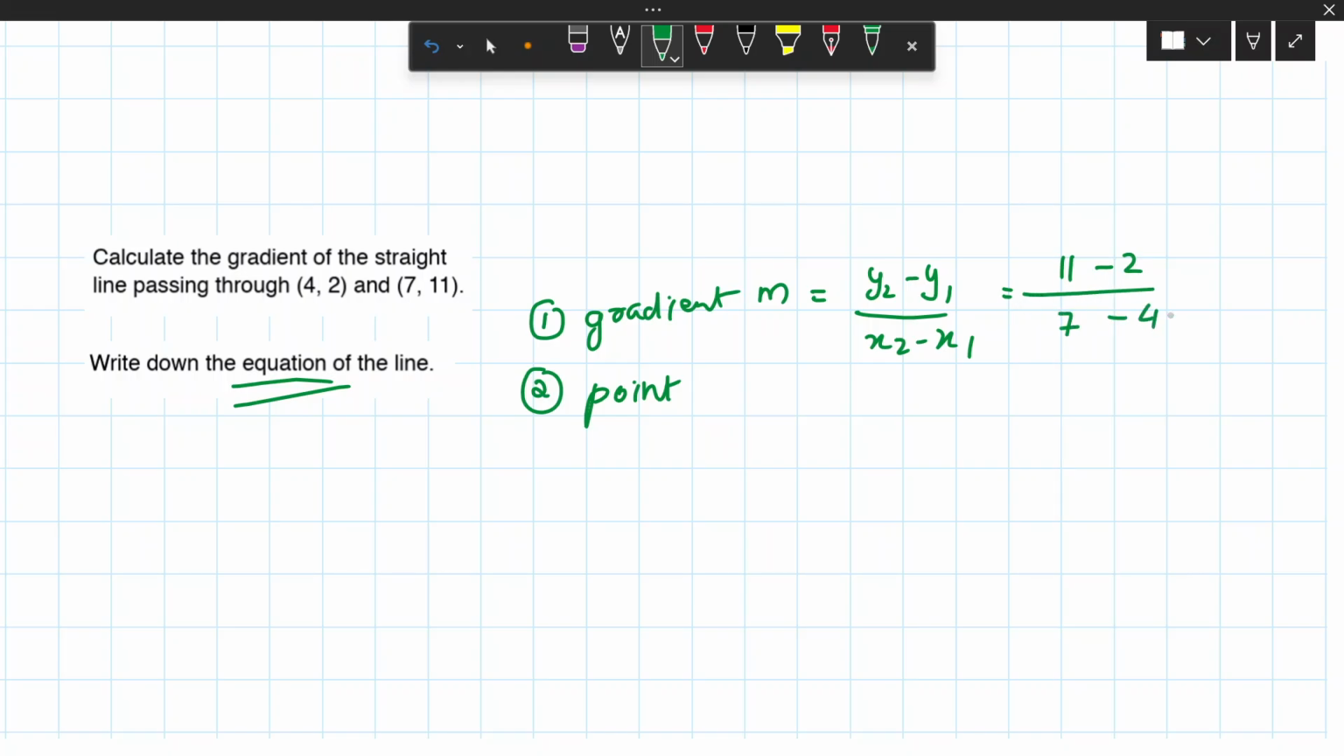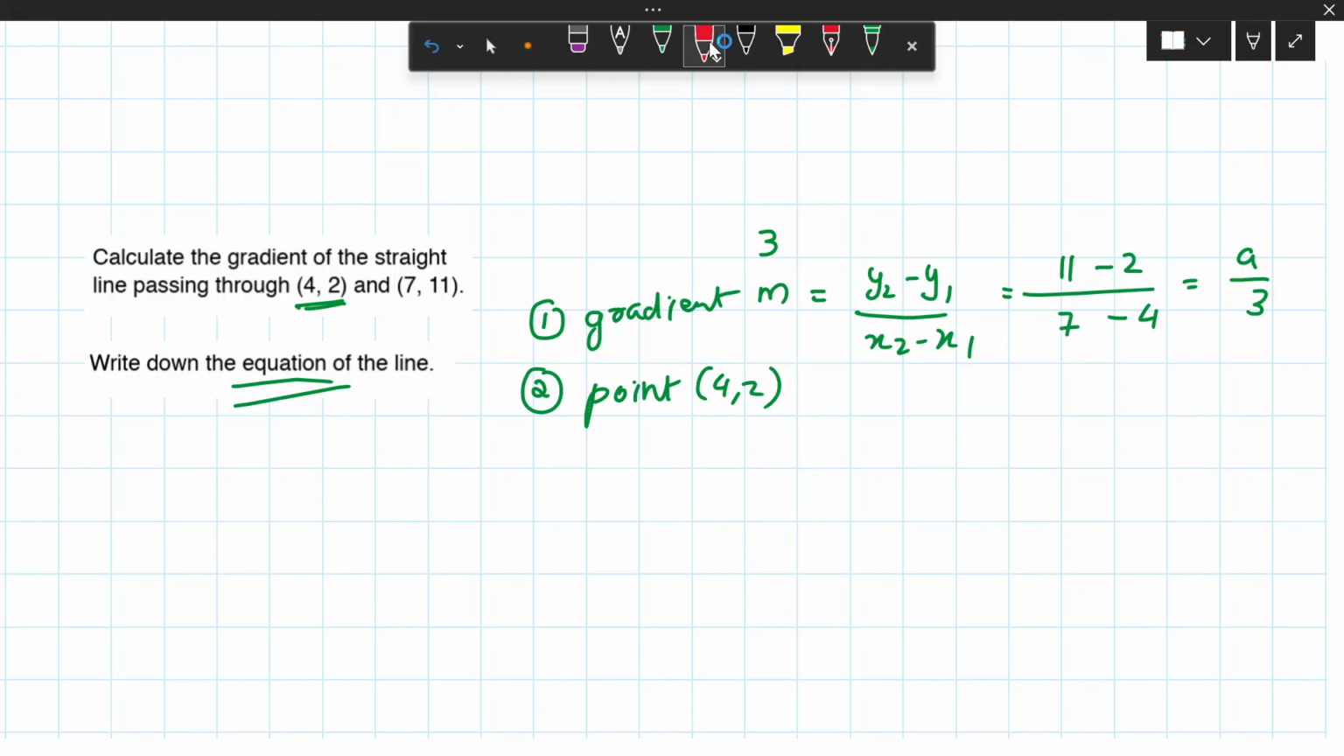over x2 minus x1, which would be 7 take away 4. So that is 9 over 3, which is 3. So you know your gradient is 3. Now you need a point. I would usually go for the smaller numbers, so I'm going to choose 4 and 2.